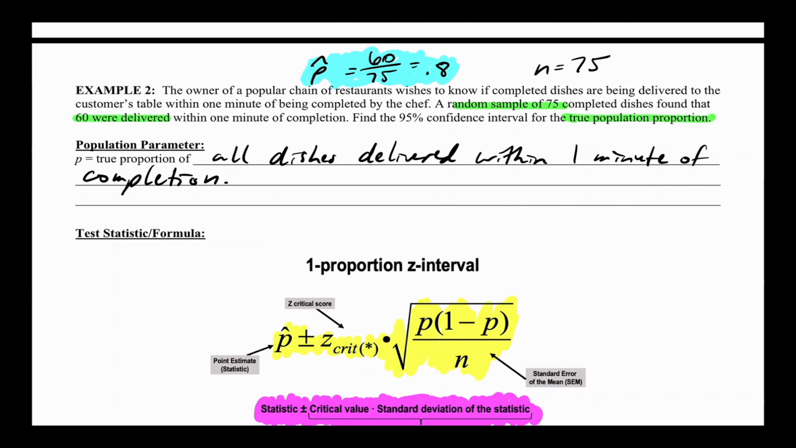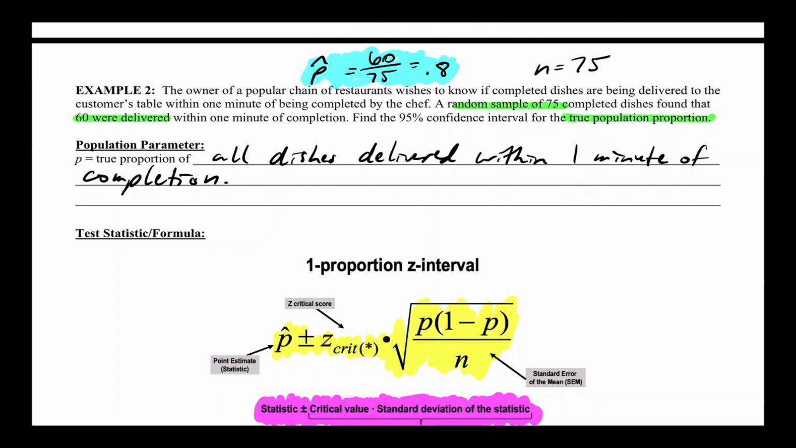The owner of a popular chain restaurant wants to know if completed dishes are being delivered to the customer's table within 1 minute of being completed. So whoever it was took a sample of 75. 60 of those 75 were delivered within a minute. Okay. So what they want to do is use that sample to find the 95% confidence interval for the true answer. We're trying to find the true answer.